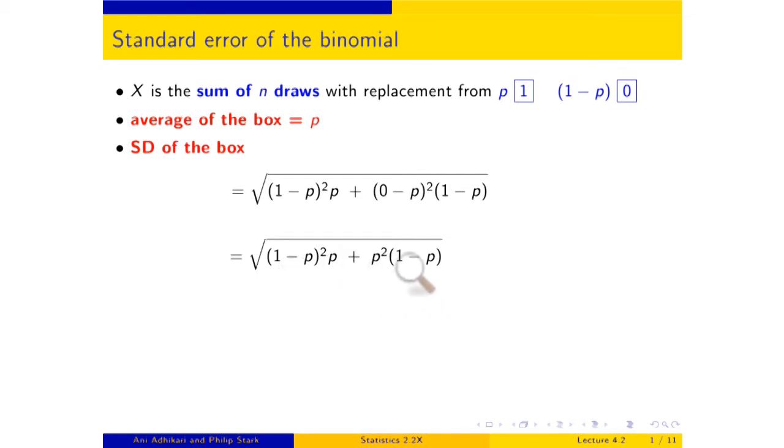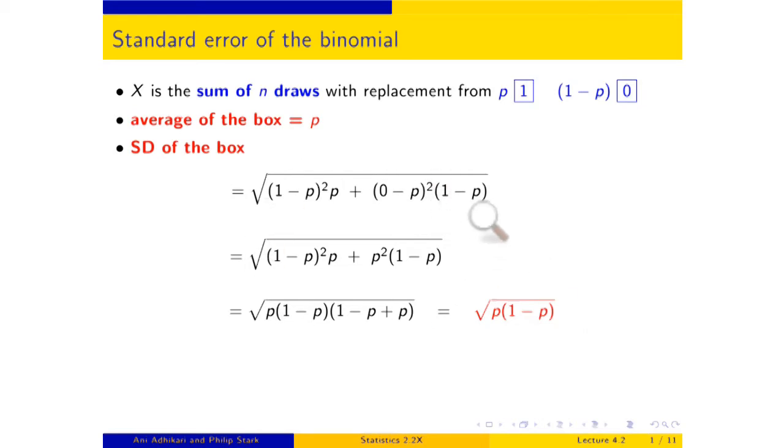So if we look at these two terms, then both of them have a 1 minus p in them, and both of them have a p. So I pull that out. There's the p and the 1 minus p, and what's left? Well, this part has an extra 1 minus p, that's right here, plus this part has an extra p, and that's right here. But when you look at this, 1 minus p plus p, that's just 1. And so what you are left with is that the SD of the box is the square root of the proportion of ones times the proportion of zeros, one of the most famous formulas in probability and statistics.